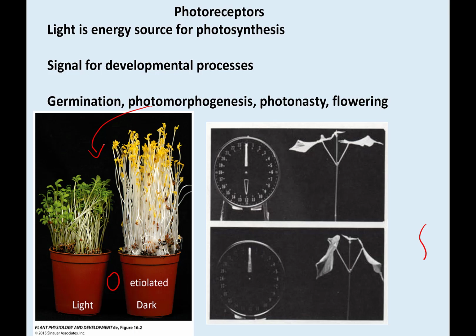chlorophyll. Here is a picture of photonasty, and you can see that at different parts of the day, the leaves are upright, so they can receive more light, while at other times during the night, the leaves move down. So this movement of the leaves in response to light is called photonasty. Later, we'll talk about flowering, and we'll see that flowering is also regulated by light.